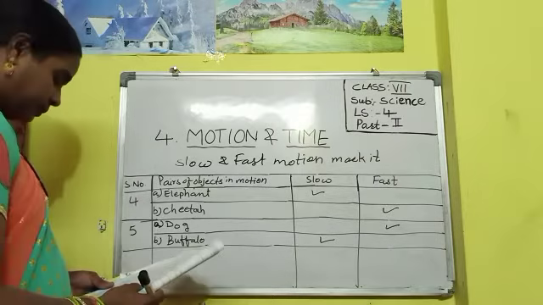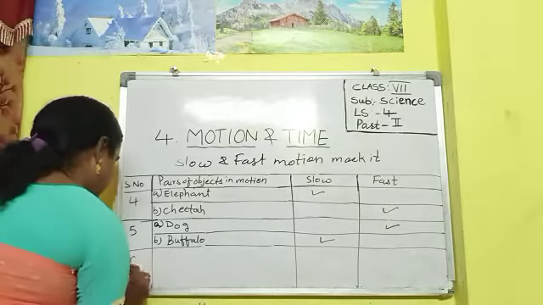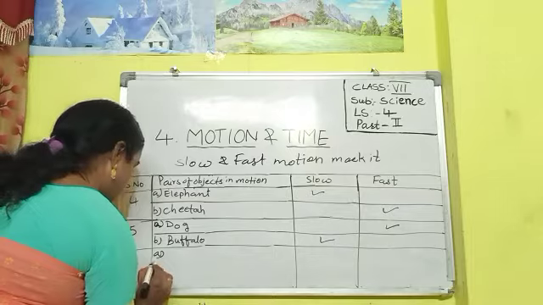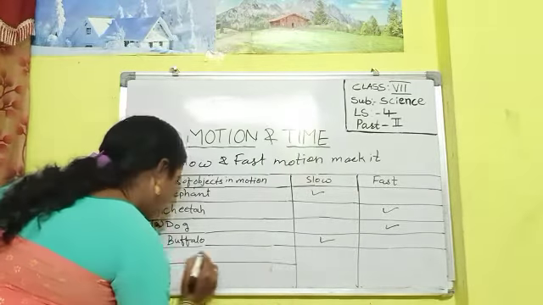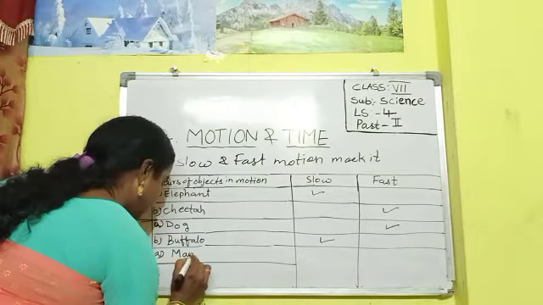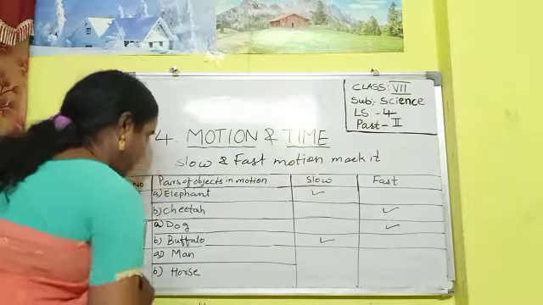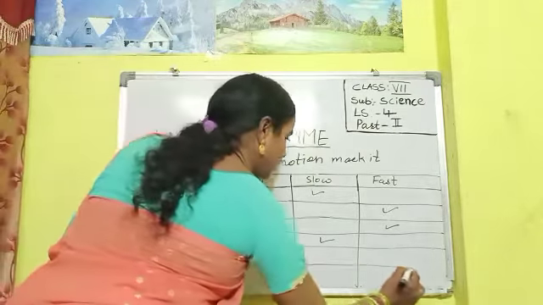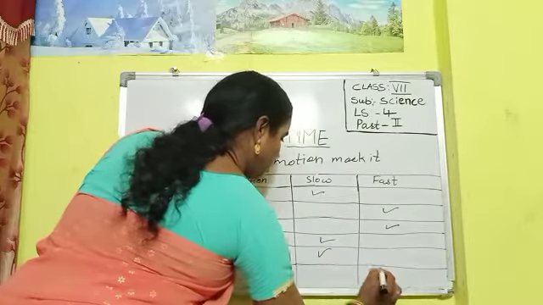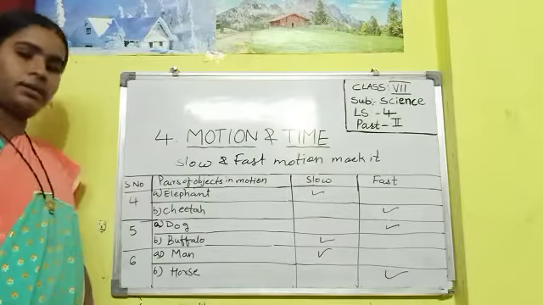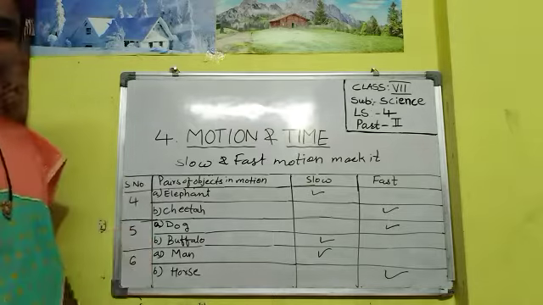Okay. And in the sixth one, A is man and B is horse. Okay. So man is slow and horse is fast. Okay na? So this also note down into the notebook children.